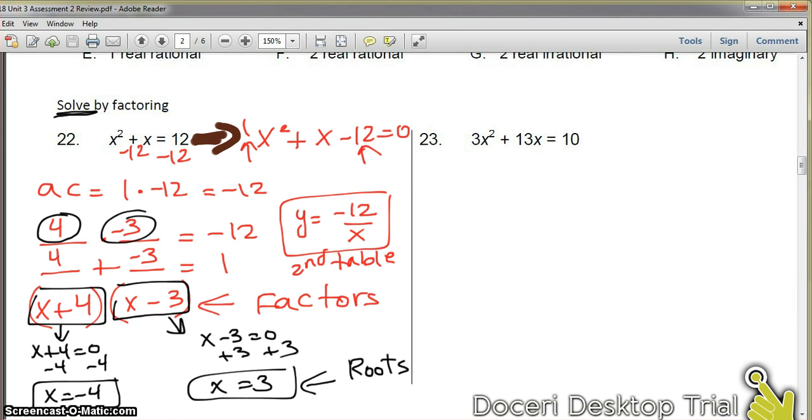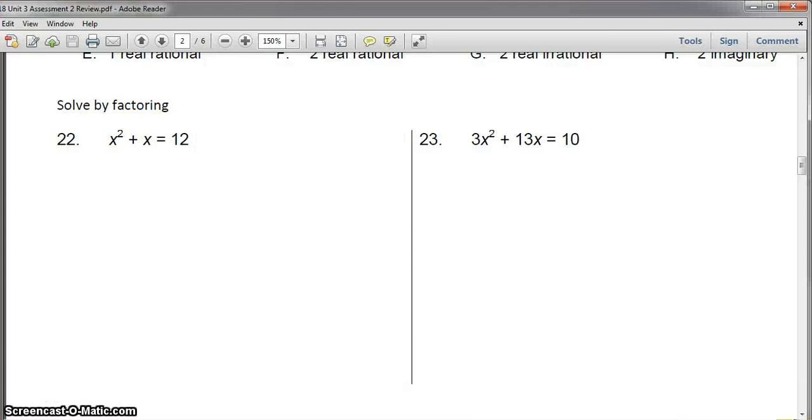Now let's move on to number 23. Again, 23 is similar to 22, but there's one extra step that you have to remember to do. So let me wipe out number 22 and make room for 23. So let's work on 23 together.